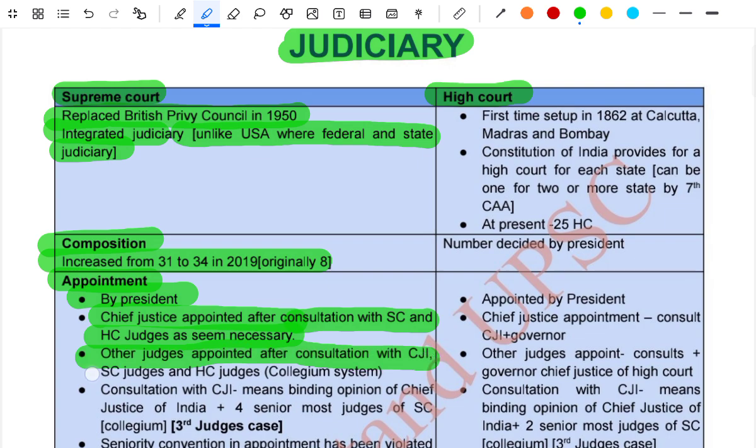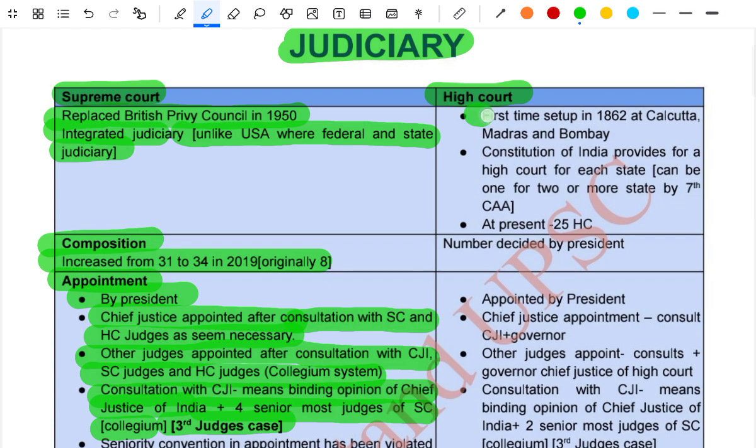The Supreme Court judges and High Court judges are appointed under the collegium system. Consultation with the CJI means the binding opinion of the Chief Justice of India plus four senior-most judges of the Supreme Court Collegium. Third Judges case. High Court.